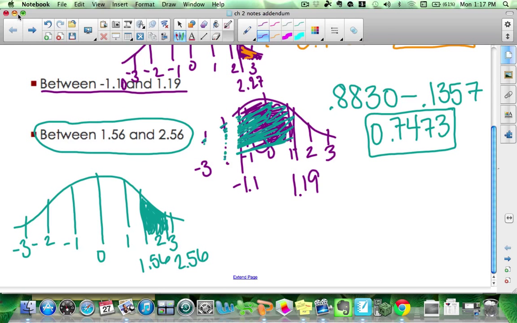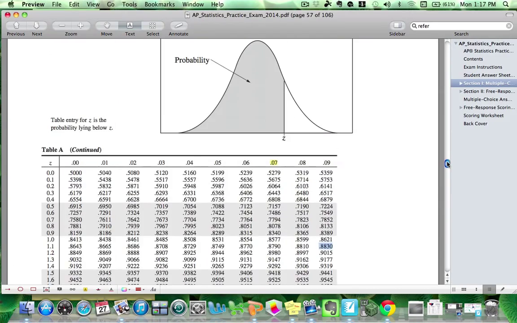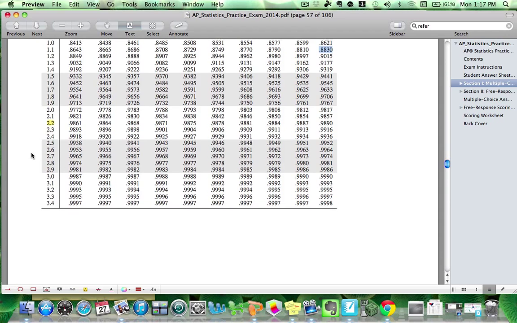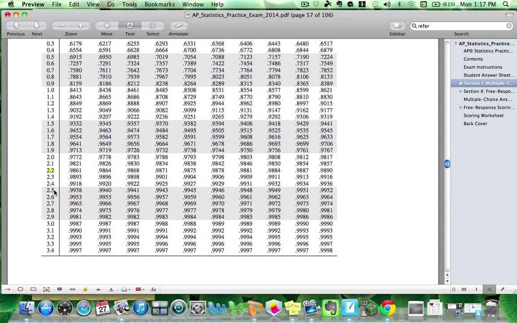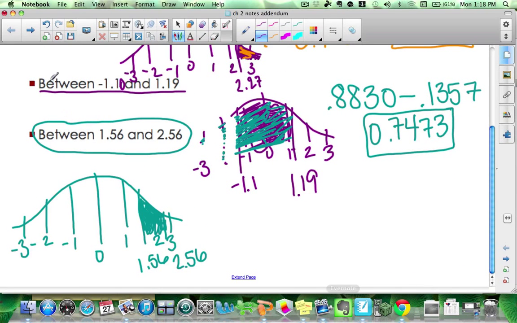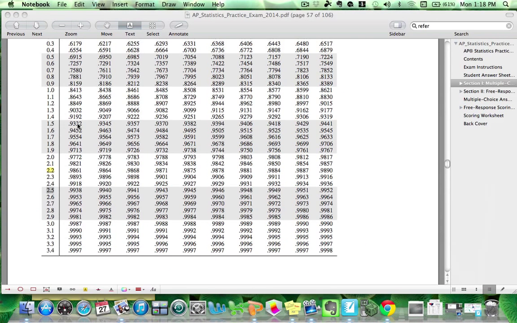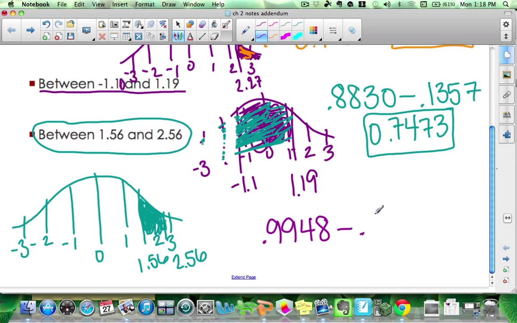Let's look up positive 2.56 first. 2.56, I'm going to go to the positive side. 2.5 is right here. And when I match that into the 6 in the hundredths column, I get 0.9948. 0.9948 minus, now I need to look up positive 1.56. 1.5. And I get 0.9406. Which when I subtract those, I get 0.0542, which is my answer.